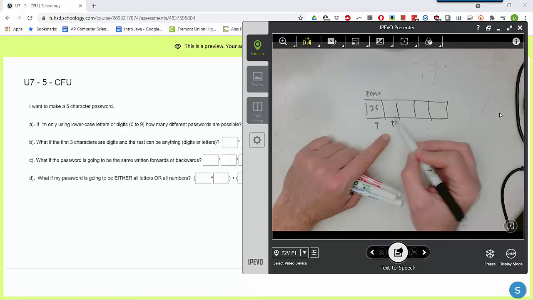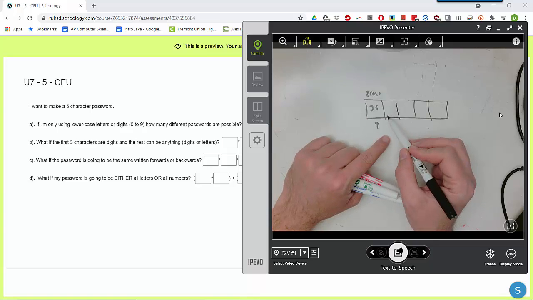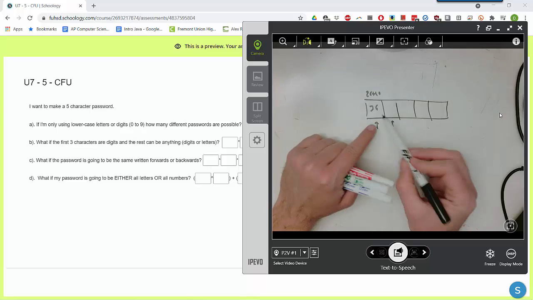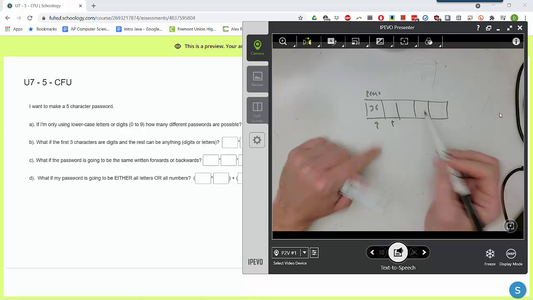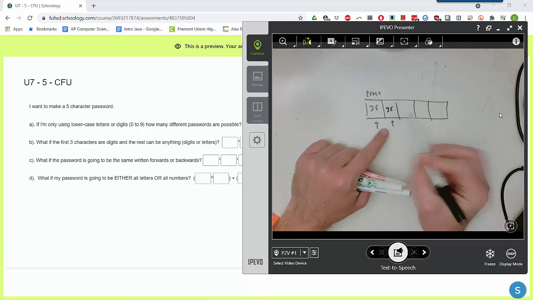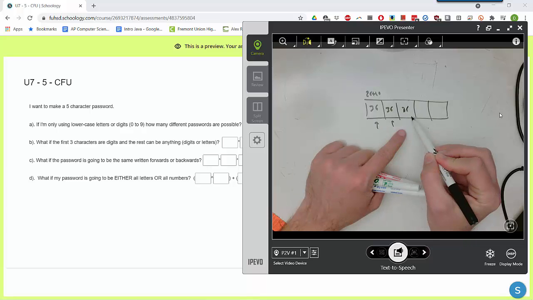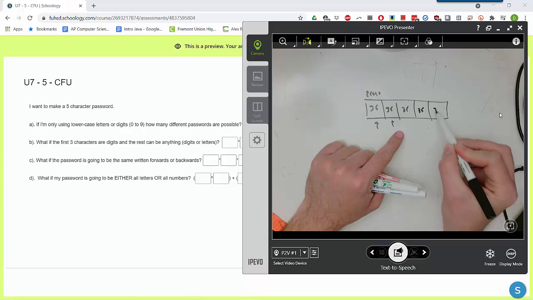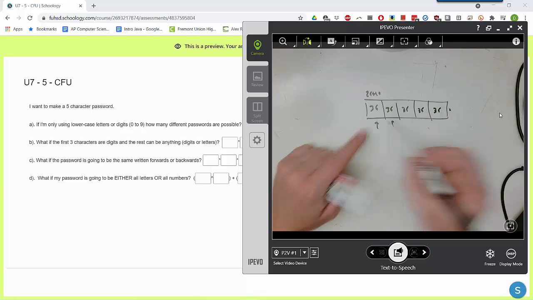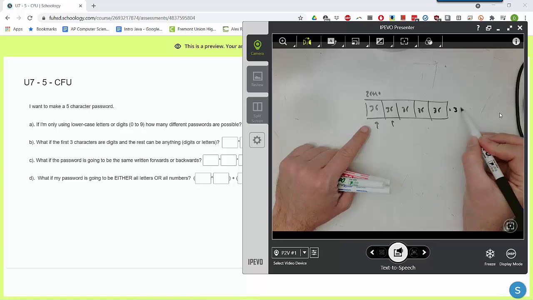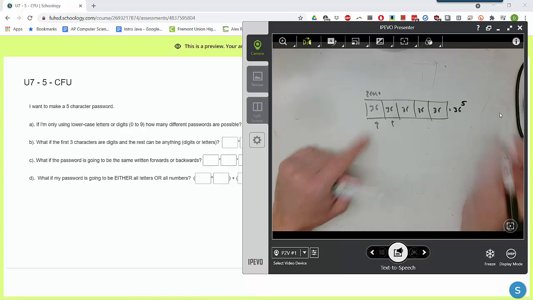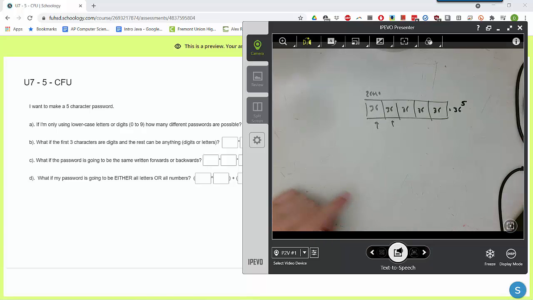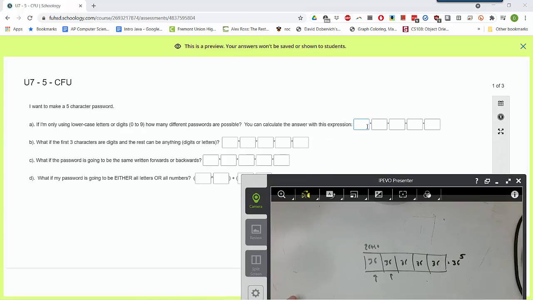And then the second character, I also have 36 options, because I didn't put any restrictions. I could have a password that's like A. So for each of these characters, there are 36 things that I might choose to write in that location. So that's going to be 36 to the power of 5. For B, and then in the answer form, I wanted you to actually write out 36, 36, 36, 36, 36.